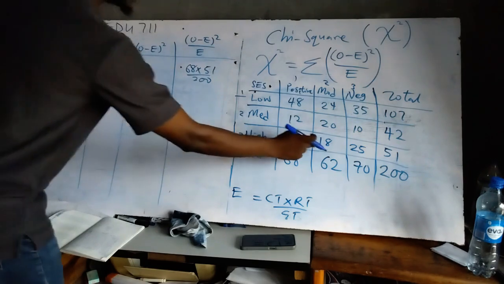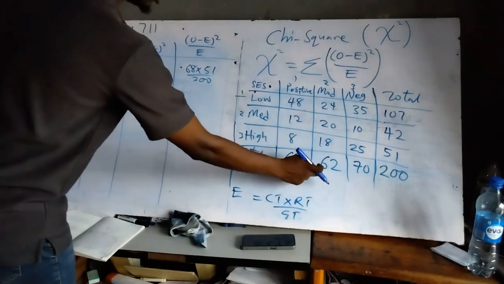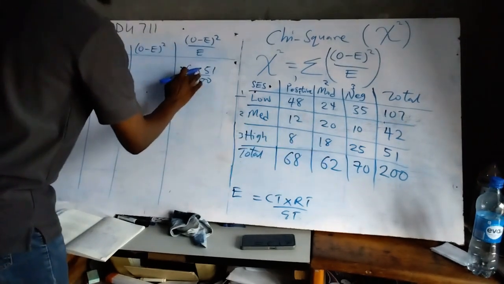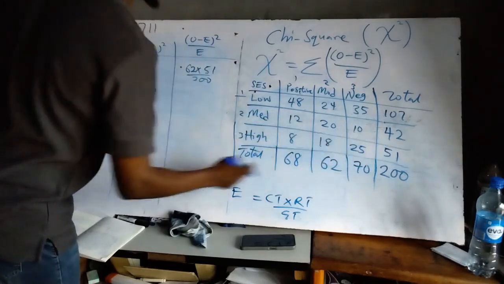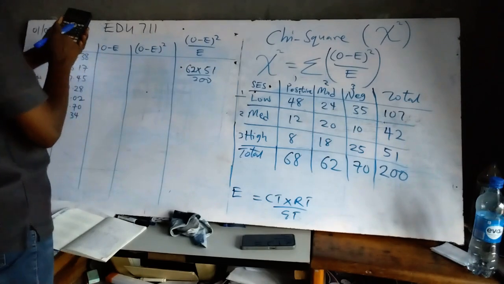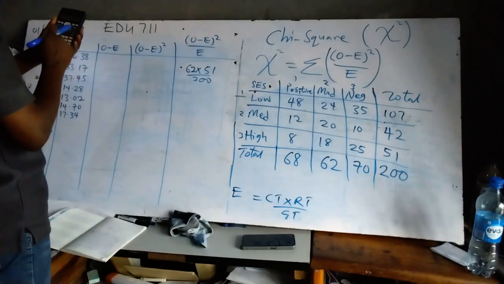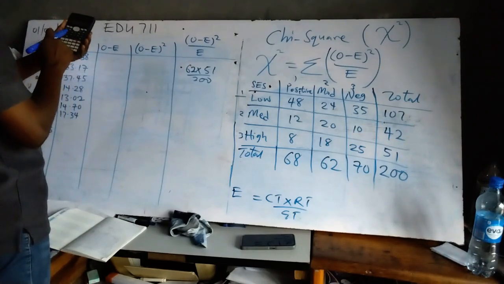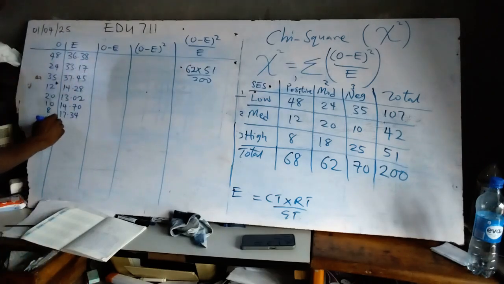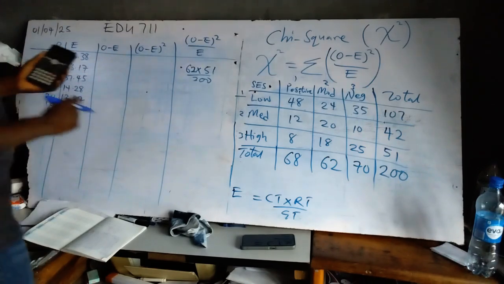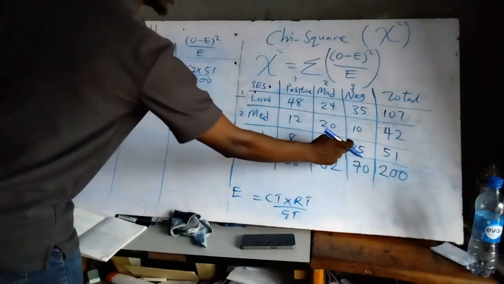Then the next is 18. So the column total is 62. The row total is the same, 51, and the grand total is the same. 62 times 51 divided by 200. That's 15.81.